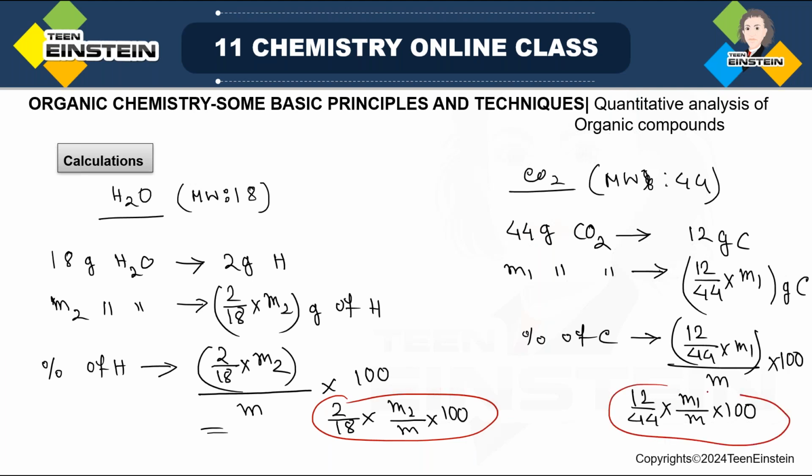If you put the values of m1 and m, you can simplify 2 by 18 and 12 by 44, and you can get the percentage of hydrogen present. So see, now it is completely quantitative.